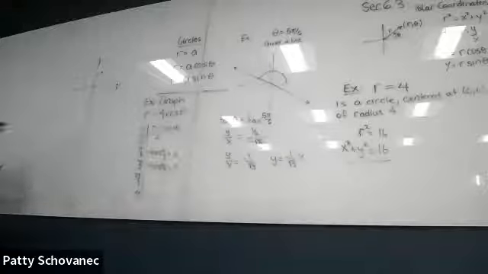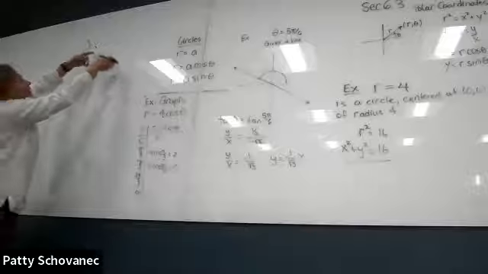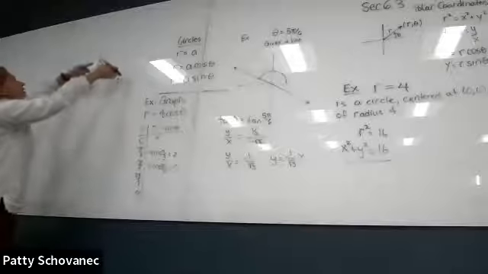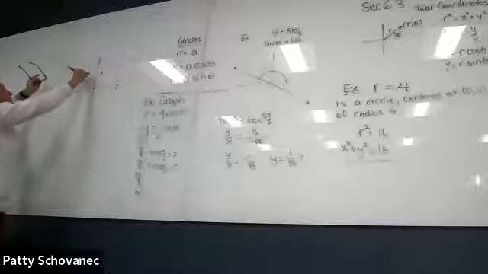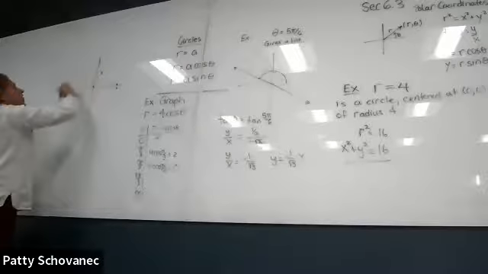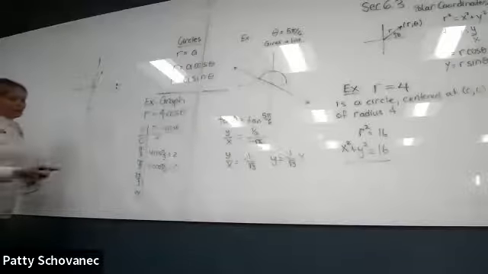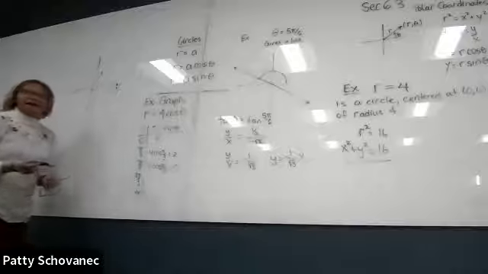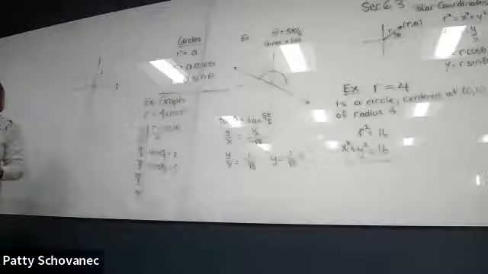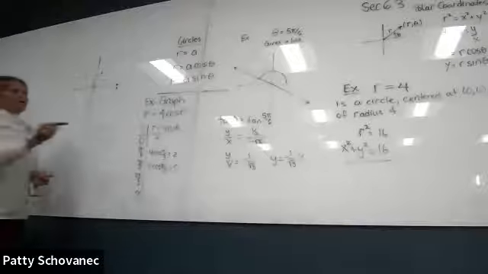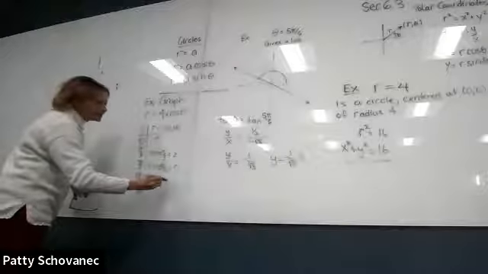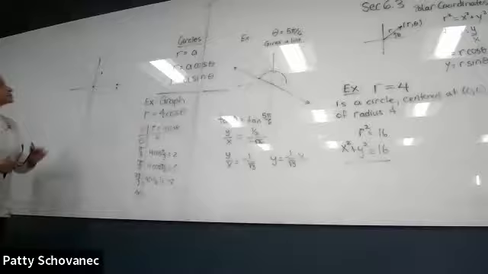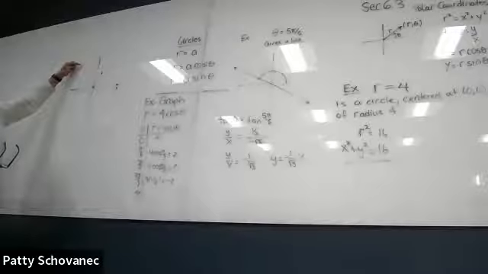Now my ray is at 2 pi thirds. So if this is 1 pi third, 2 pi thirds is somewhere through here maybe. Trying to make that look like thirds. At 2 pi thirds, I take the cosine of 2 pi thirds and I get negative 1/2. So here I have 4 times negative 1/2, I get negative 2. So if I'm here, the point that's plotted is back here, negative 2.